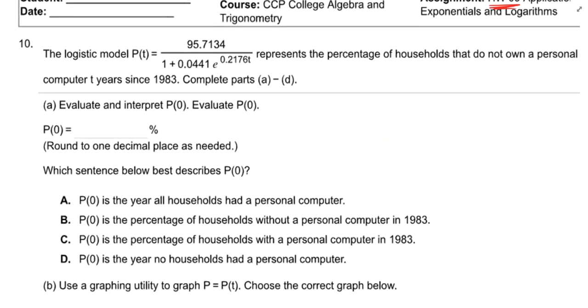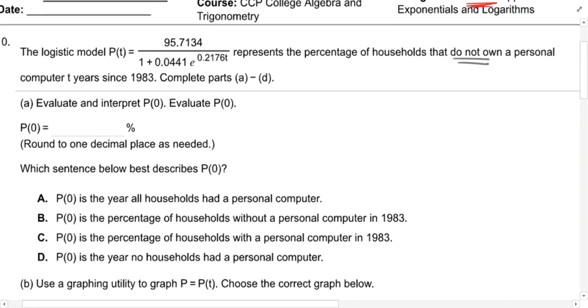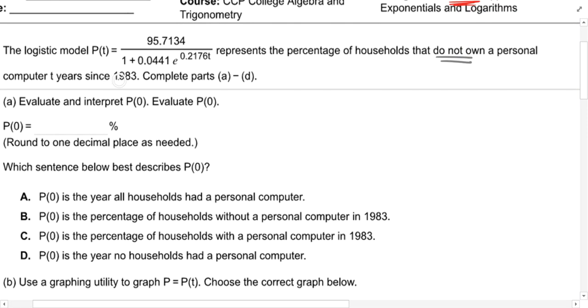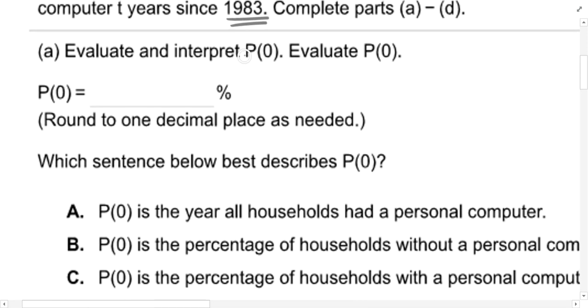After some analysis, someone determined that this equation, this function, will represent the percentage of households that do not own a personal computer t years since 1983, when the first commercial personal computer really became available. So you could imagine, I would think, that the percentage of households that do not own a personal computer now must be very, very small, because virtually everyone does. So let's evaluate and interpret P of 0.